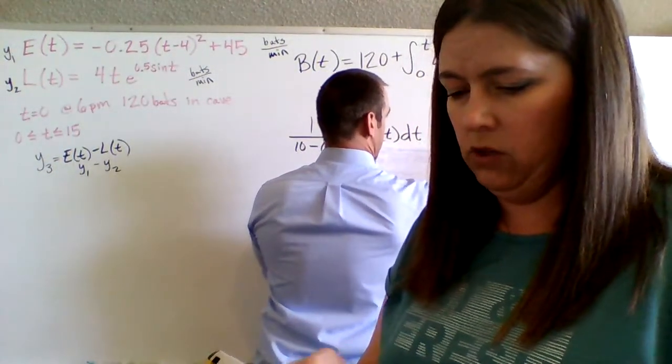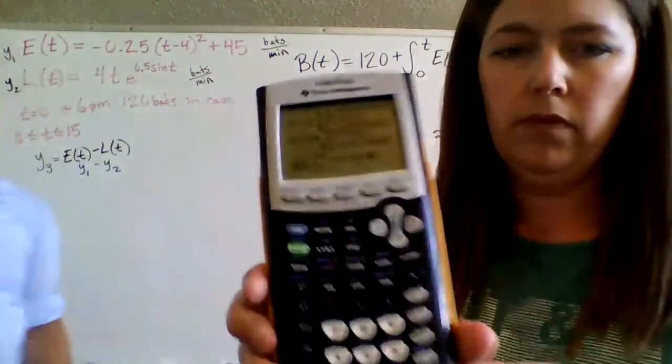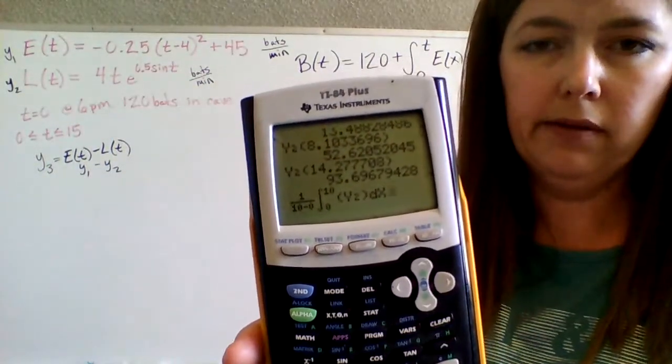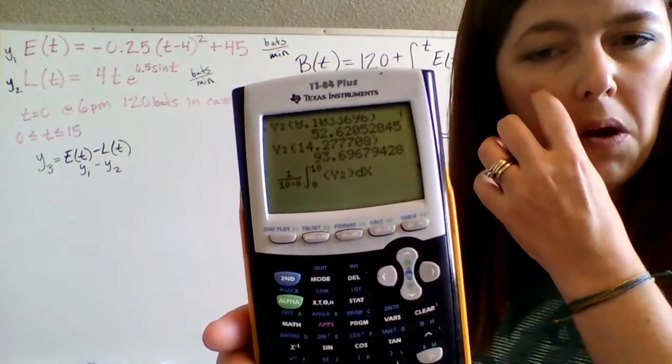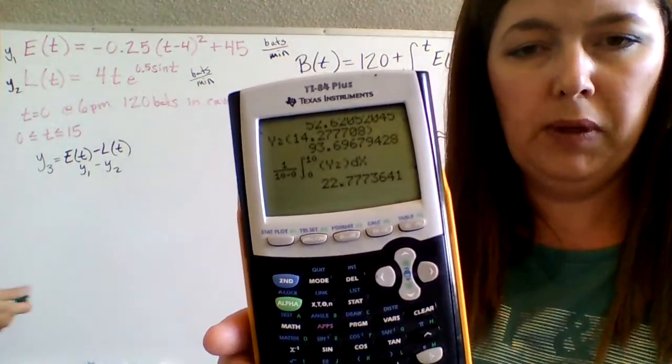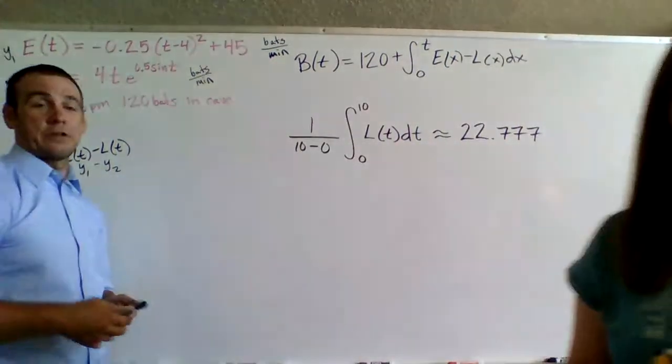And you just type it into your calculator. Remember L of t was in Y2? Or if you want to type 1/10. And you should get approximately 22.777.